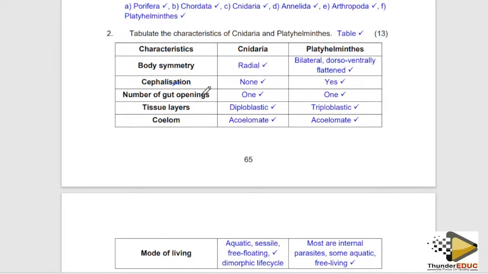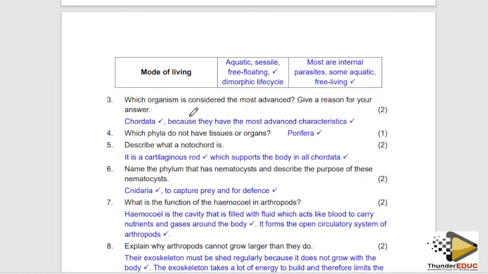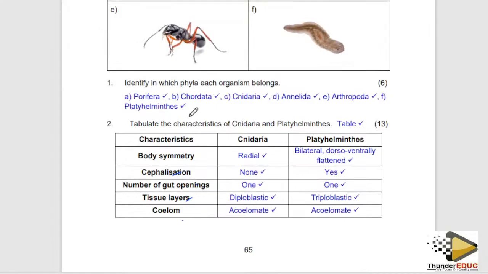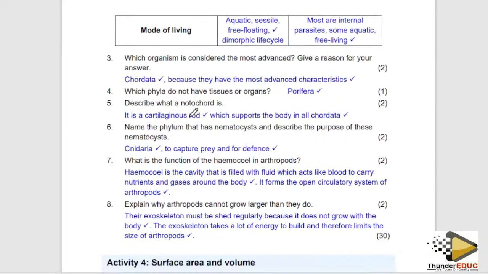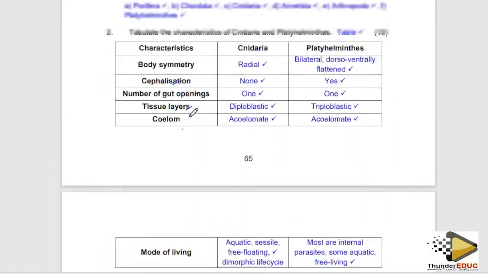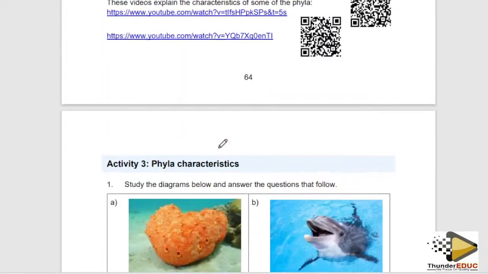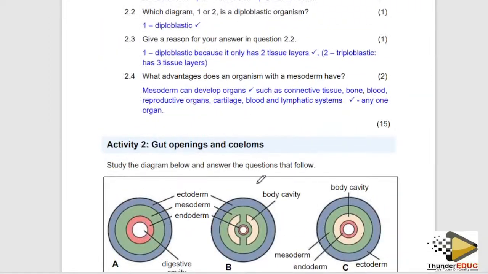Symmetry, cephalization, number of germ layers, and tissue, coelom. That's what they are looking for. They are not going to ask you too many things, so don't waste too much time. Focus on this and this. That's why I'm giving it 10 hours. It's not that big a deal.